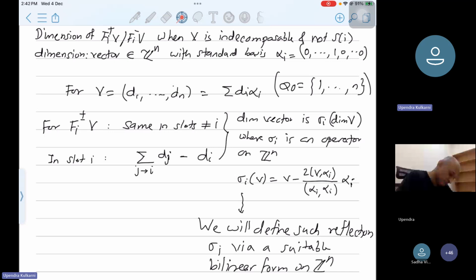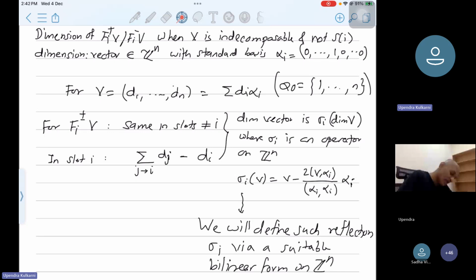Okay, so let's see how this goes. And the action is now going to shift. Our focus is now going to be working in Z^n, which I will think of as the space, not just of dimension vectors, but the entire lattice in which the dimension vectors are sitting. They are sitting in the non-negative cone.